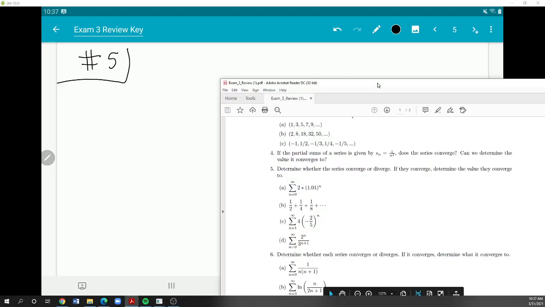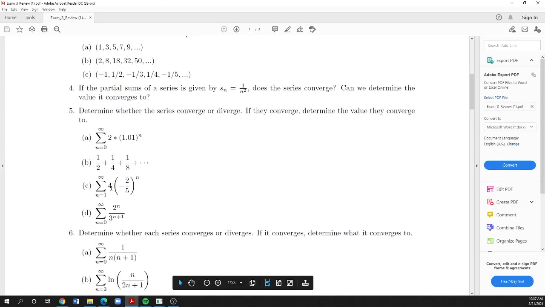Number 5. So this one is giving us some series. Look a little weird, but let's see. We want to determine if the series converge or diverge. And here you're asked if they converge, determine the value they converge to. Let's see. So start at A.